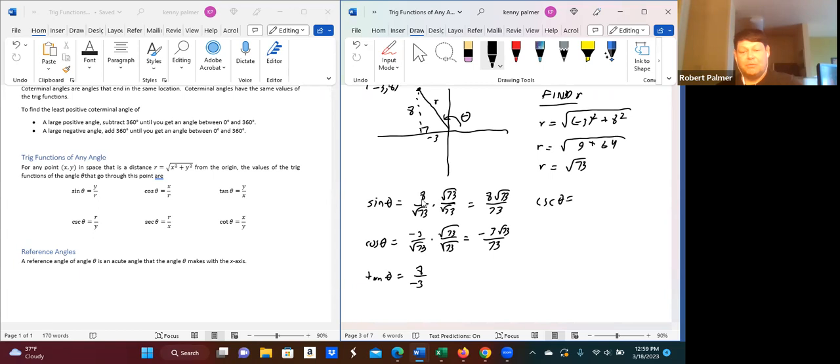we can just go from this version here. It's going to be r over y, the square root of 73 over 8. Secant, the reciprocal of cosine, is r over x. That's going to be the square root of 73 over -3. And then cotangent, the reciprocal of tangent, or x over y, is going to be -3 over 8. And those are the values of the trig functions.